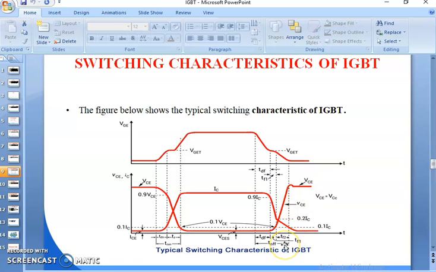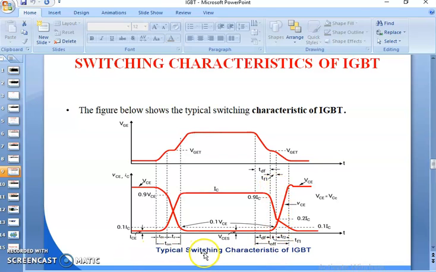So the falling time also depends on the time taken to rise the collector emitter voltage from 0.1 VCE to 0.9 VCE, and then from 0.9 VCE to VCE. So that time is nothing but the falling time. The entire addition of TDF plus TF is known as your turn off time.